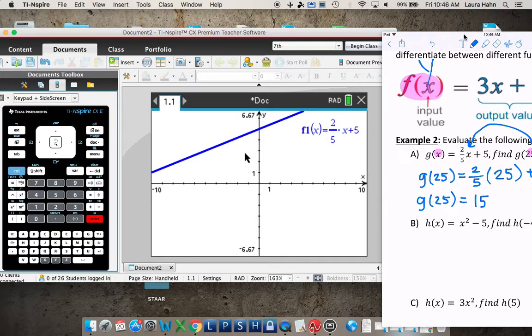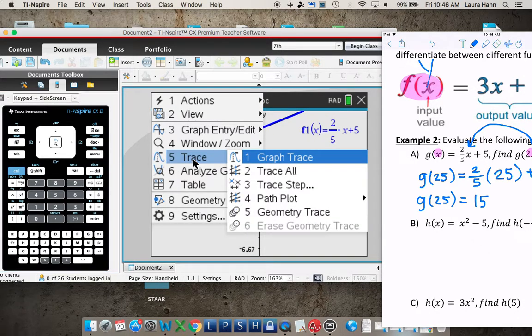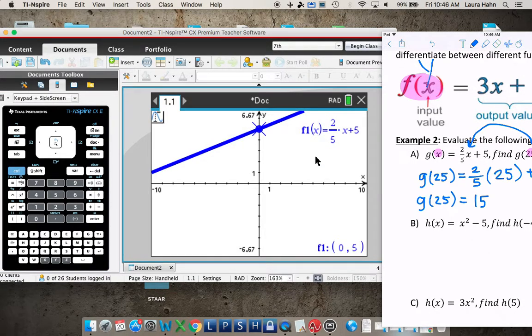All right, so now I need to find when x is 25. So to do that, I'm going to use trace. So I'm going to go to menu, trace, graph trace. Okay, so you see how this little x looking thing pops up. So when you're in trace, you can jump to any x value you want. As long as you see this little x right here, I can type in an x value, press enter, and it will jump me there.